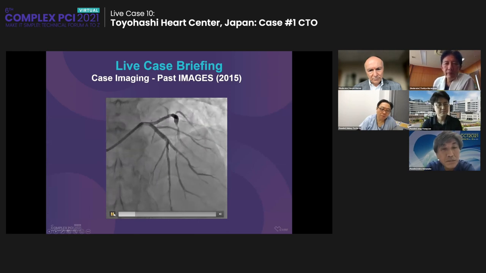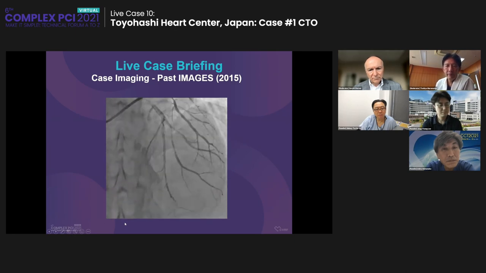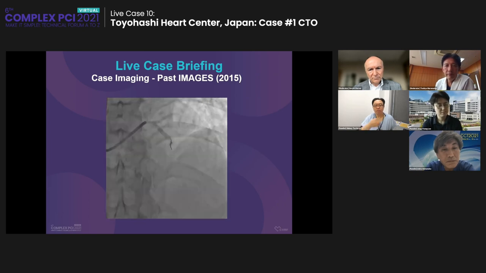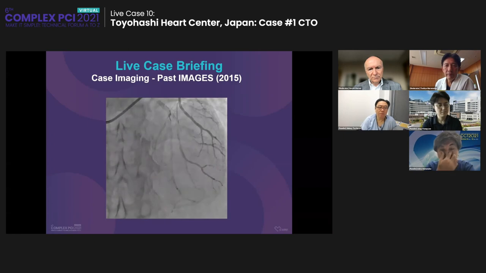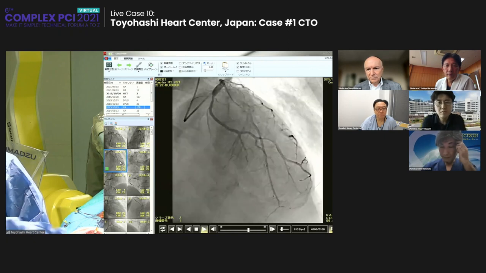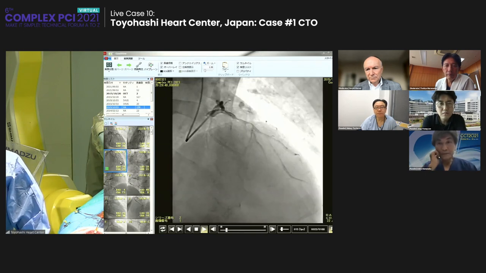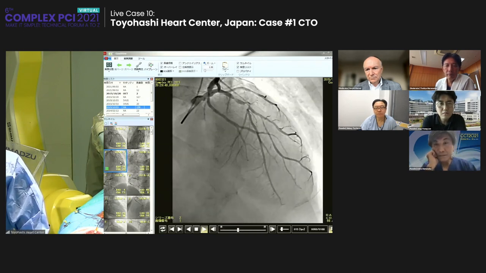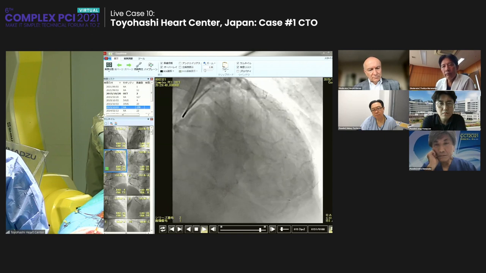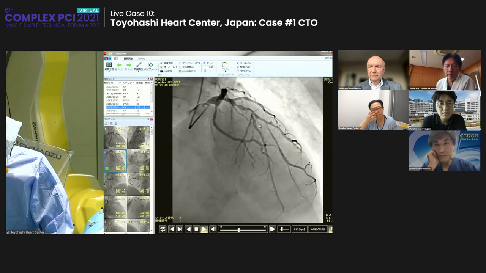This is a final image from 5 years before. I want to introduce the previous PCI from 5 years ago. I want to change the PC, so please wait a few seconds. This is the case of this patient 5 years before. The patient came to our hospital with unstable angina. The target is the LAD, this portion.